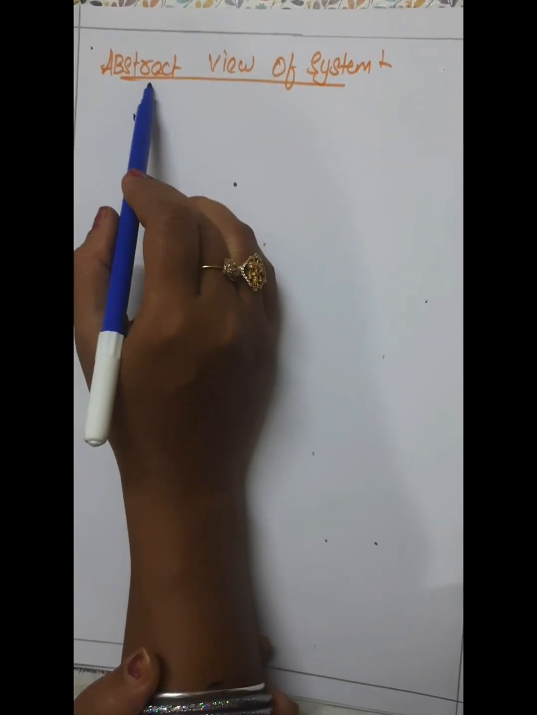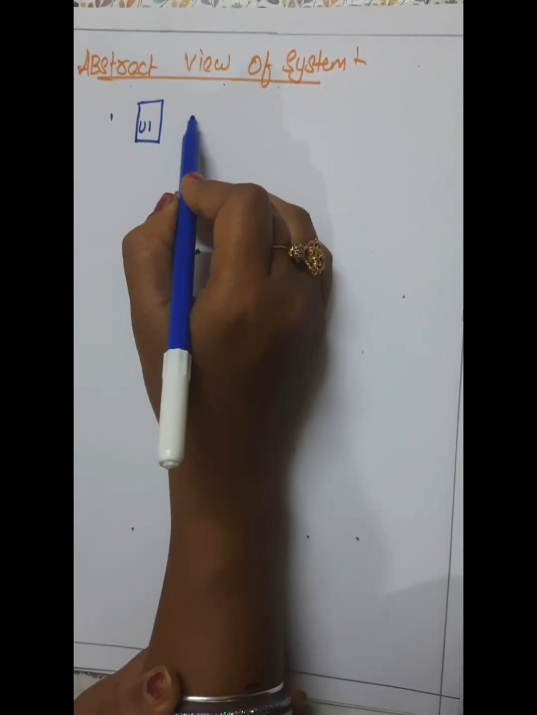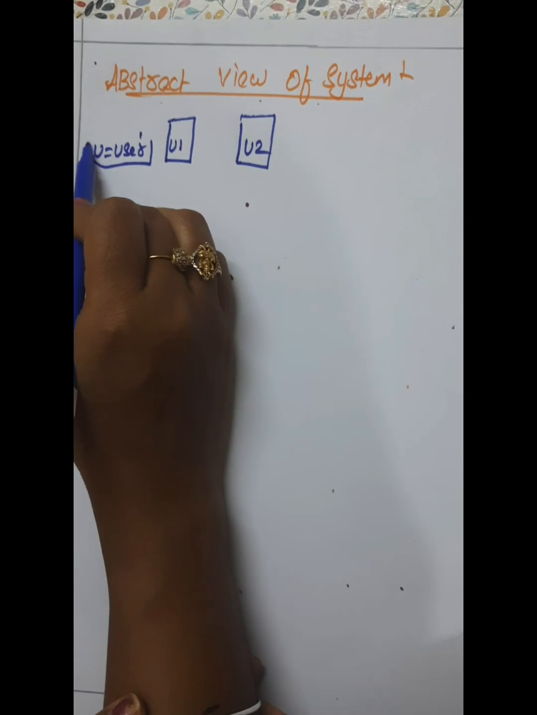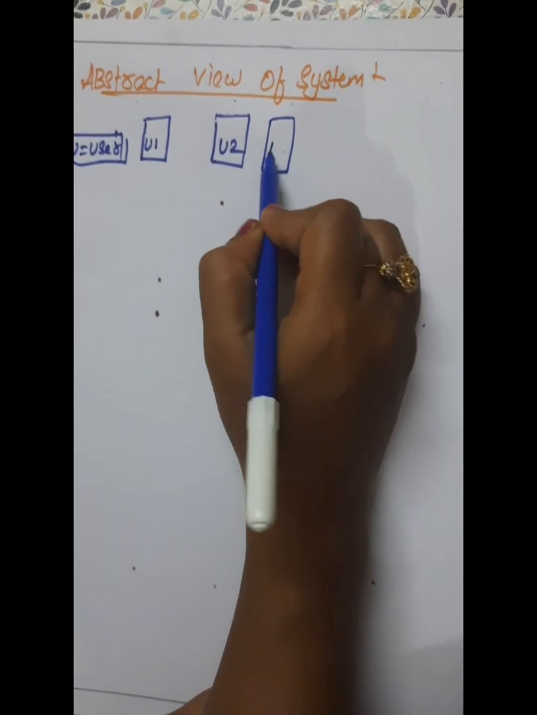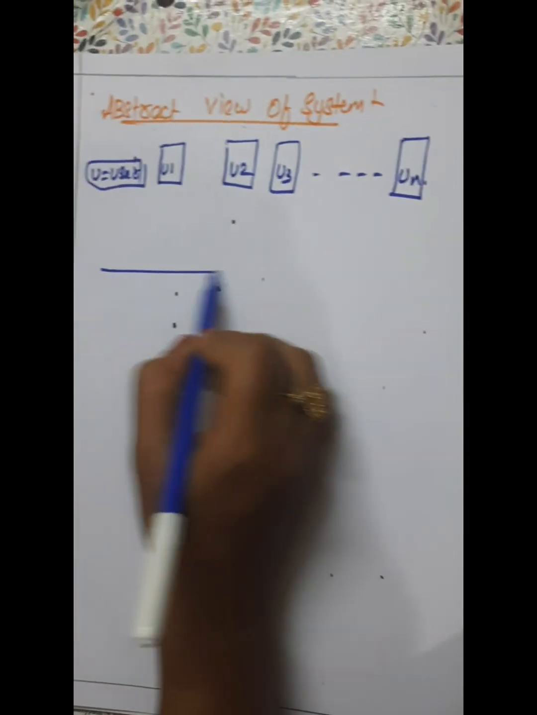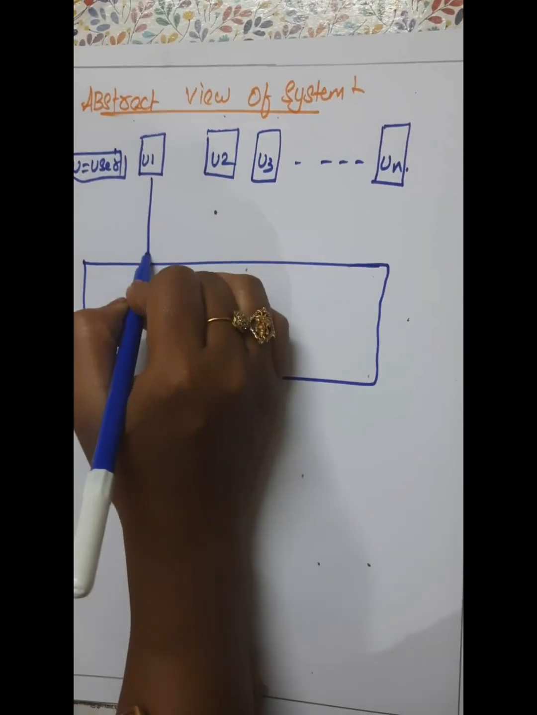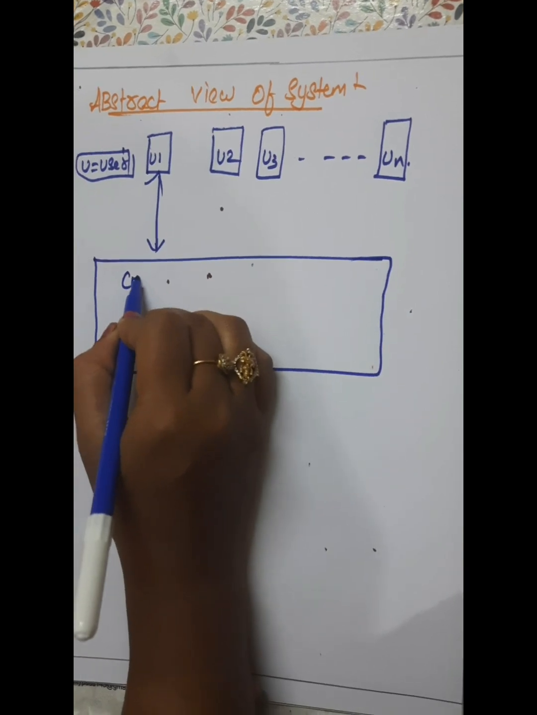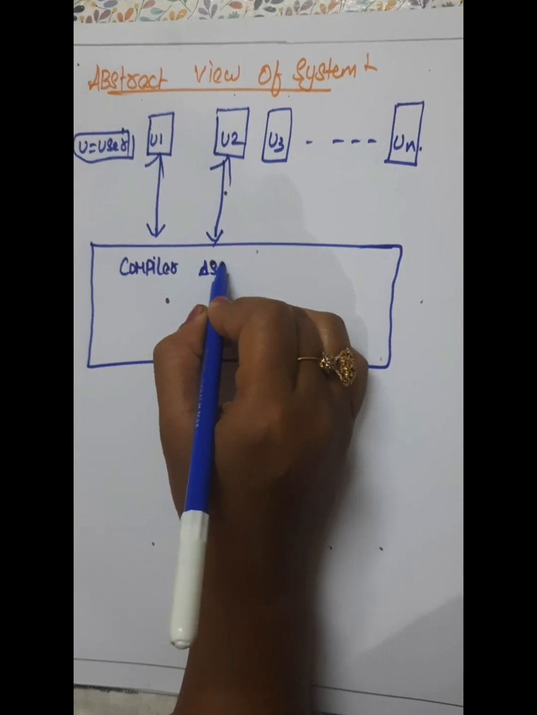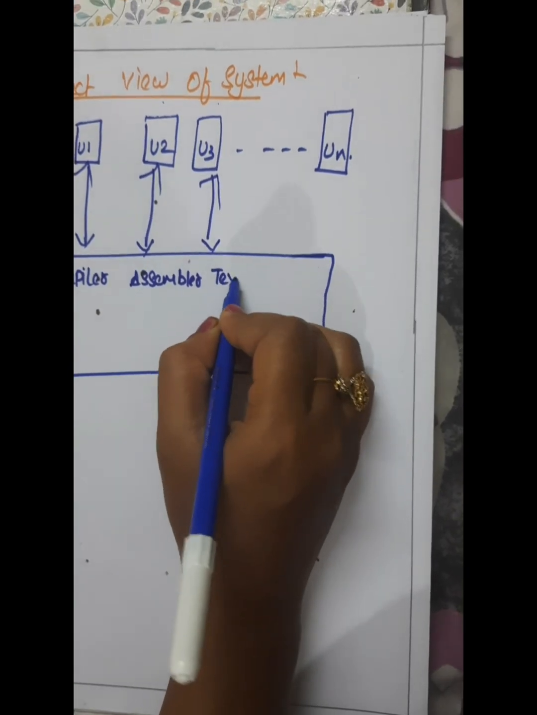Now the next topic is abstract view of the system. See, I will explain very clearly here. Suppose you have a user 1. U is nothing but user. Right? So user 1, user 2, user 3. Suppose we have a number of users, up to user n. Here, let's have a brief description of this. So user 1 has a connection with the compiler. User 2 has a connection with the assembler. User 3 has a connection with the text editor.